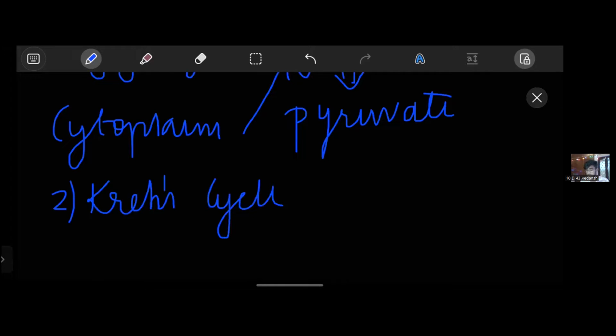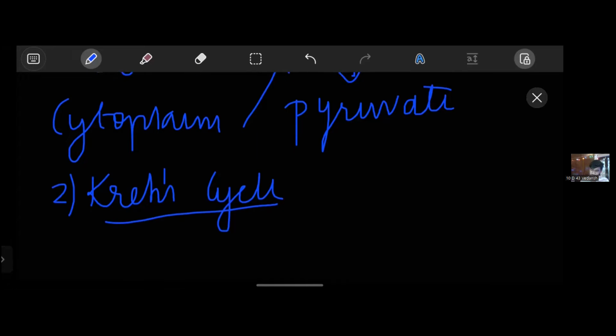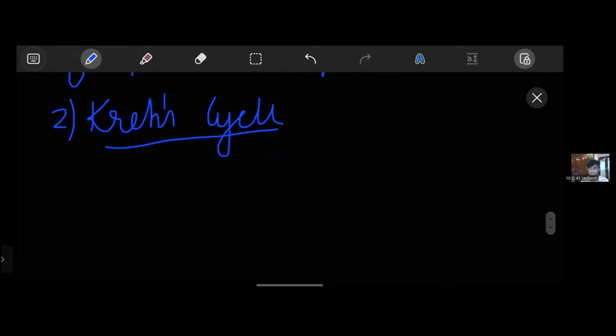Ab iska naam Krebs cycle kaise pada bhi? Obviously, jo scientist tha, kya naam tha unka? Krebs. I guess Johann Krebs. उन्होंने ये कॉन्सेप्ट दिया था, सो उनके नाम पे ये पड़ गया. These biologists love to name different kinds of organism structures after their name, so we can't say anything, we don't have seen that, they discovered it.